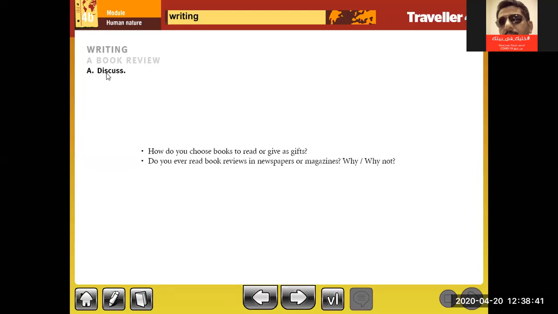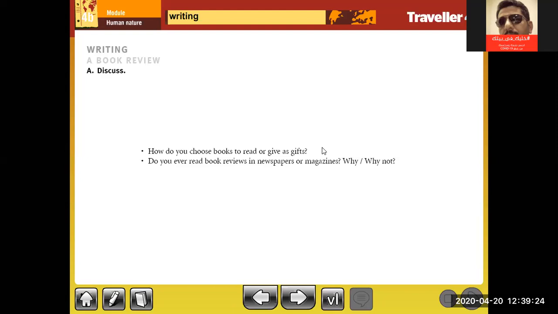Exercise A, discuss. 1. How do you choose books to read or give as gifts? Gifts means presents, هدايا. For example, everyone, of course, has his own interests. So when you want to choose a book to read, you choose a book related to your interests. For example, if you are interested in sport, you will choose a book of sports.